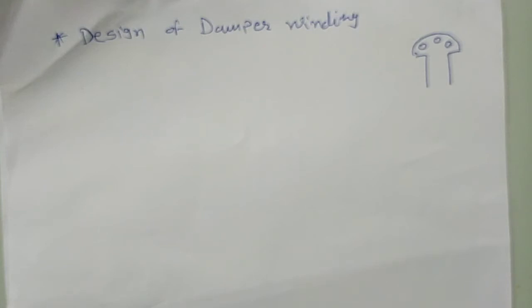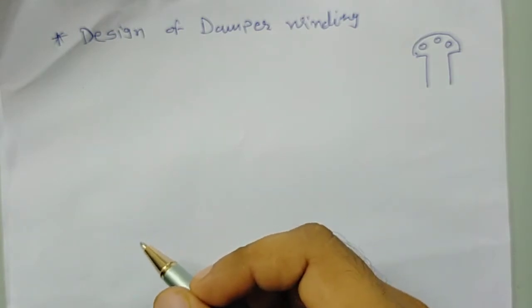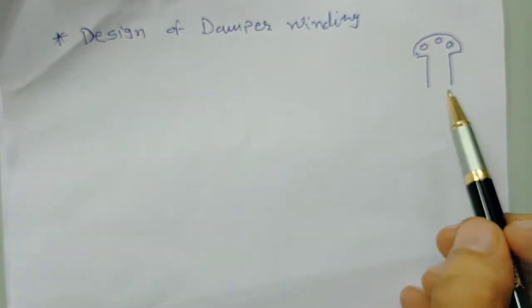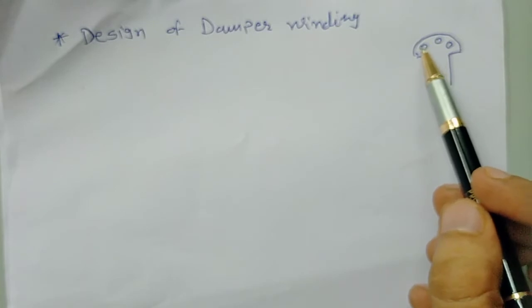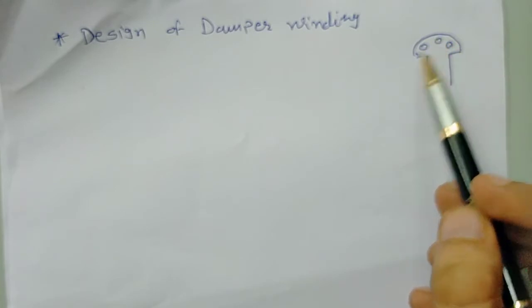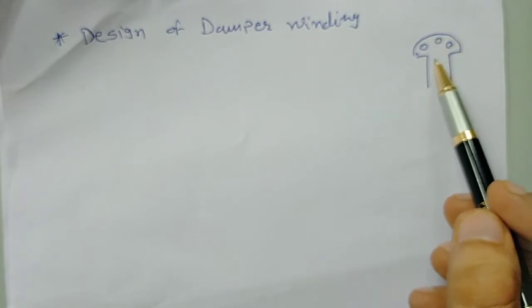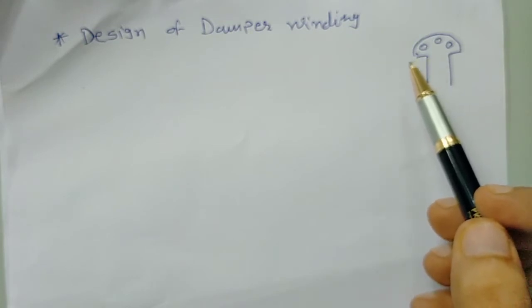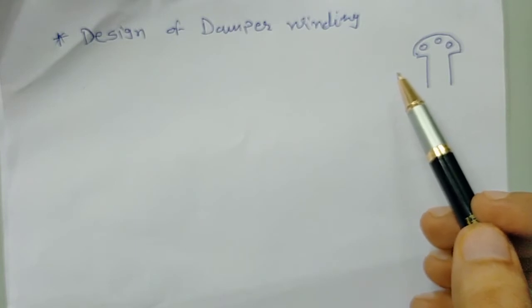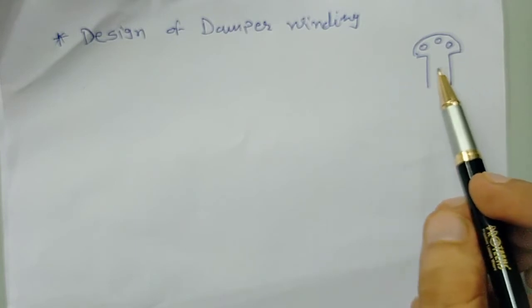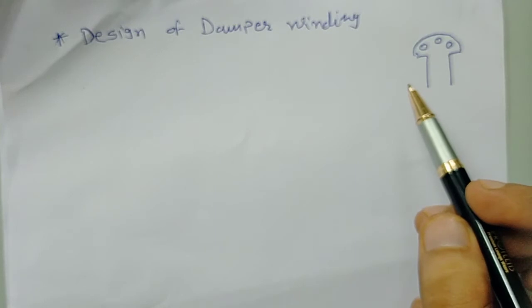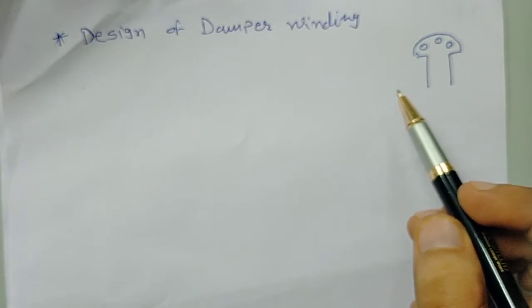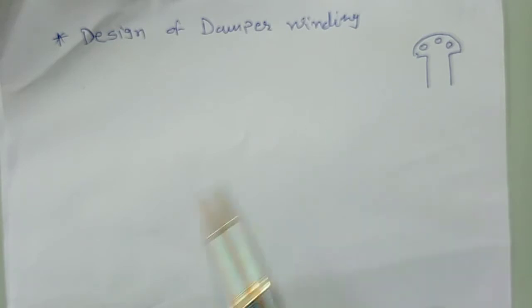This theory is about design of a damper winding. Damper windings are the short-circuited windings which are embedded in the pole face of a salient pole type of rotor as shown in the figure. There is a specific role of a damper winding in an alternator and in a synchronous motor. In an alternator, it is used to reduce the effect of hunting, while in a synchronous motor, it is used for self-starting and also to reduce the effect of hunting.